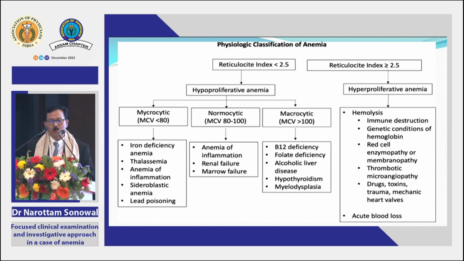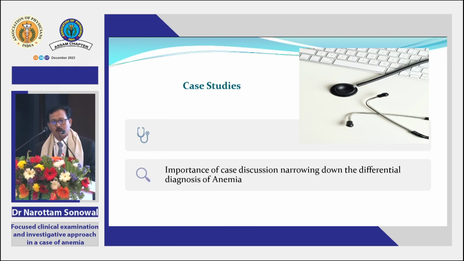And in the normocytic group, 80 to 100 femtoliters, we can think about anemia of inflammation, renal failure, marrow failure. And if it is in the microcytic group, MCV less than 80, then we can think about iron deficiency anemia, thalassemia, anemia of inflammation, sideroblastic anemia, and lead poisoning. So with this, further narrowing down using case studies is very important.